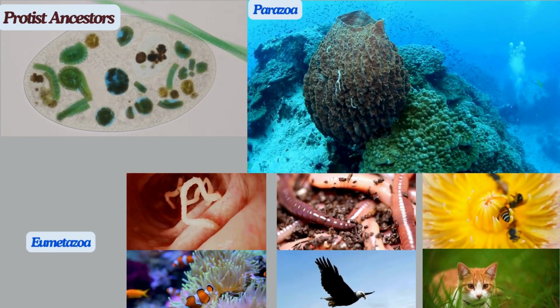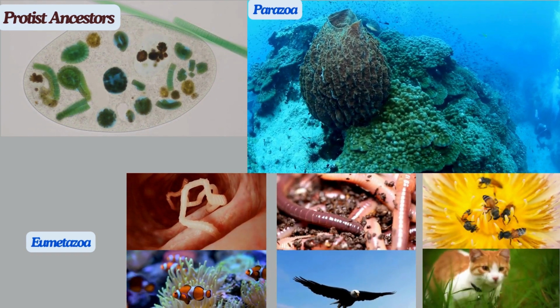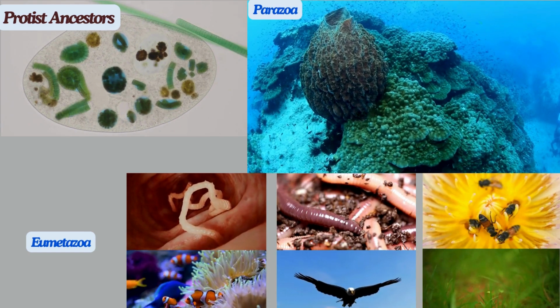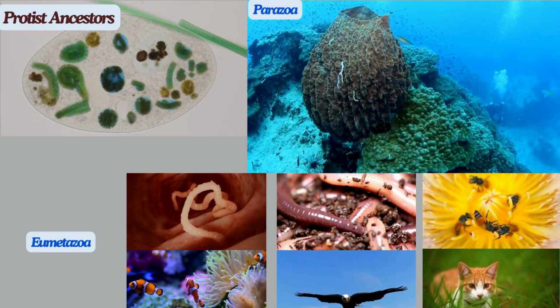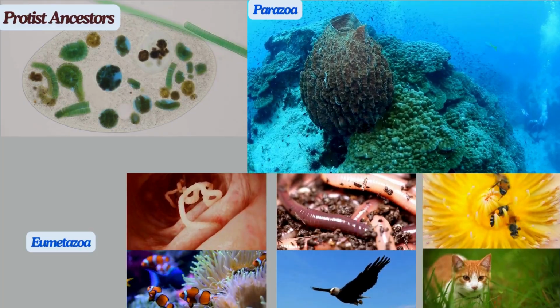Kingdom Animalia is divided into two subkingdoms, Parazoa and Eumetazoa. Parazoa consists of the animals that lack true tissues organized into organs. Subkingdom Eumetazoa consists of the animals that have true tissues organized into organs and organ systems.